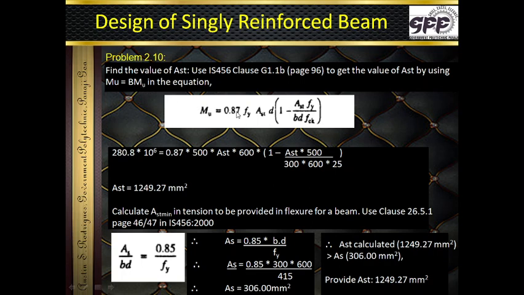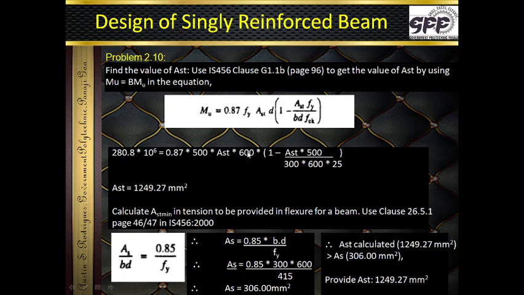So that's the equation which we have. So Mu, the bending moment which is coming on the beam, is 280.8 into 10 raised to 6. Please note we are taking Newton mm over here, equal to 0.87. My fy is again 500 Newton per mm square. Ast we are trying to find out in mm square. The effective depth is 600 mm. Then 1 minus Ast we are trying to find out, fy is 500 Newton per mm square, my b is 300 mm, D is 600 mm. And fck, that is the grade of concrete, is 25 Newton per mm square.